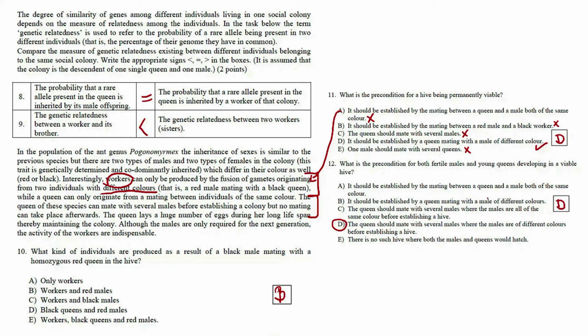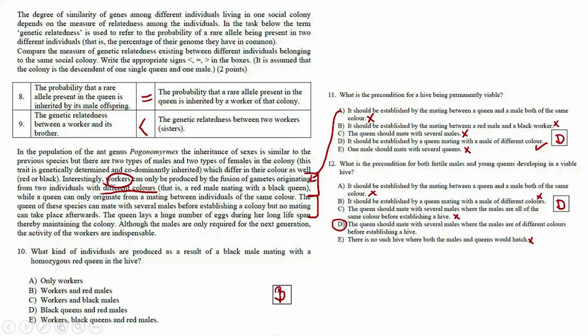It should be established by mating between queen and a male, both of the same color. That's not good, we discussed. It should be established by a queen mating with a male of different colors, with several males. So again, that's not good. The queen should mate with several males where the males are all of the same color. Problem is here that the color shouldn't be the same. And then there is no such hive where both males and females. Okay, that's again not true. So D is the good answer.